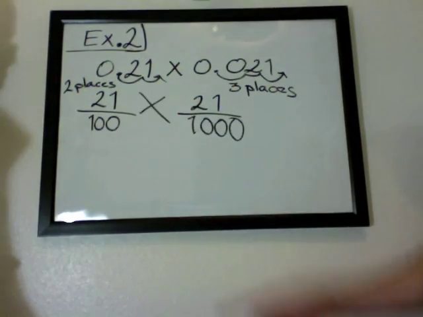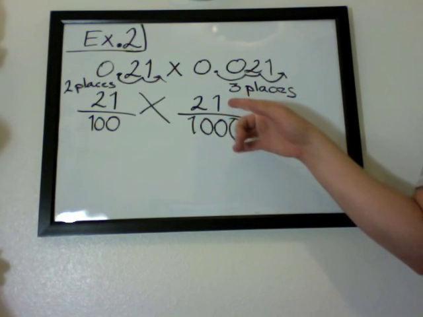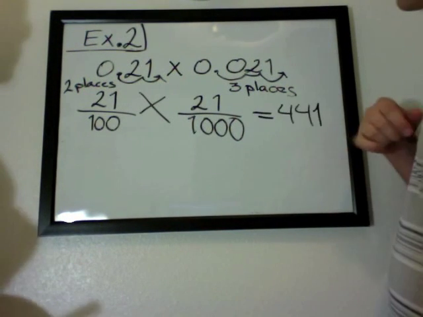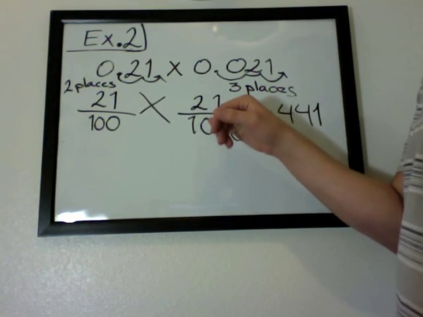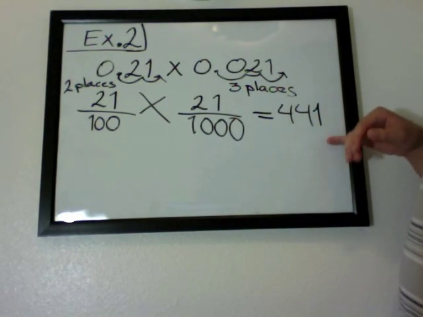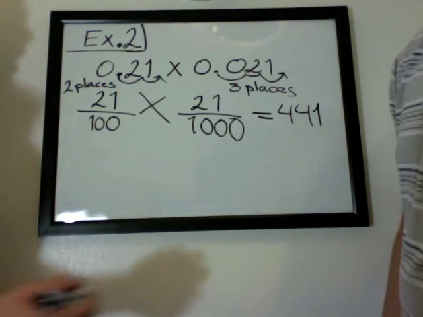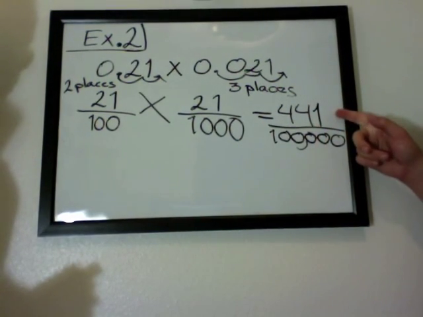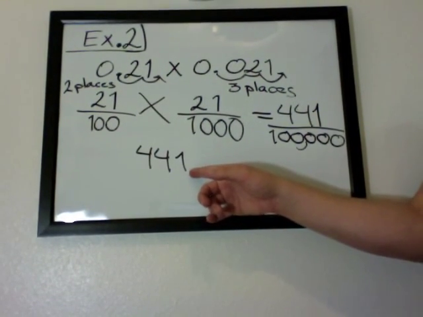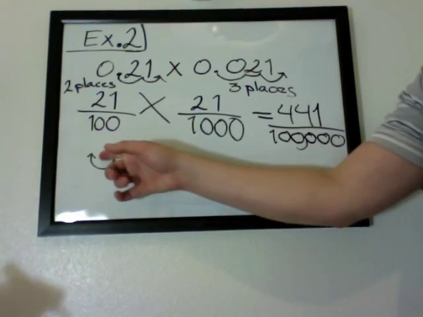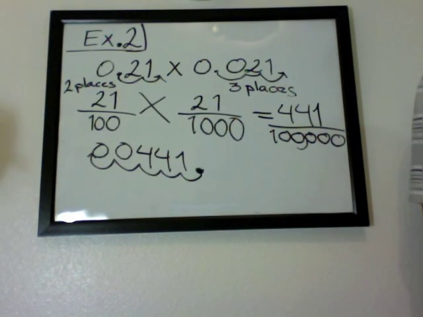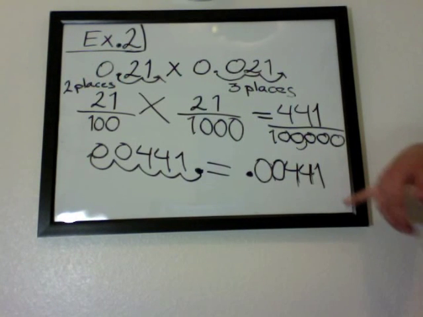And multiply this. All you have to do is multiply the top numbers together, which would equal 441. To see how many this is under, we count how many zeros we have. 1, 2, 3, 4, 5. So we put this over 100,000. And then to change this back into a decimal, we just take the top number and put our decimal here and move it 5 places to the left. And since we have 2 empty slots here, we put zeros in there. So our new number would be 0.00441. And this would be our answer.